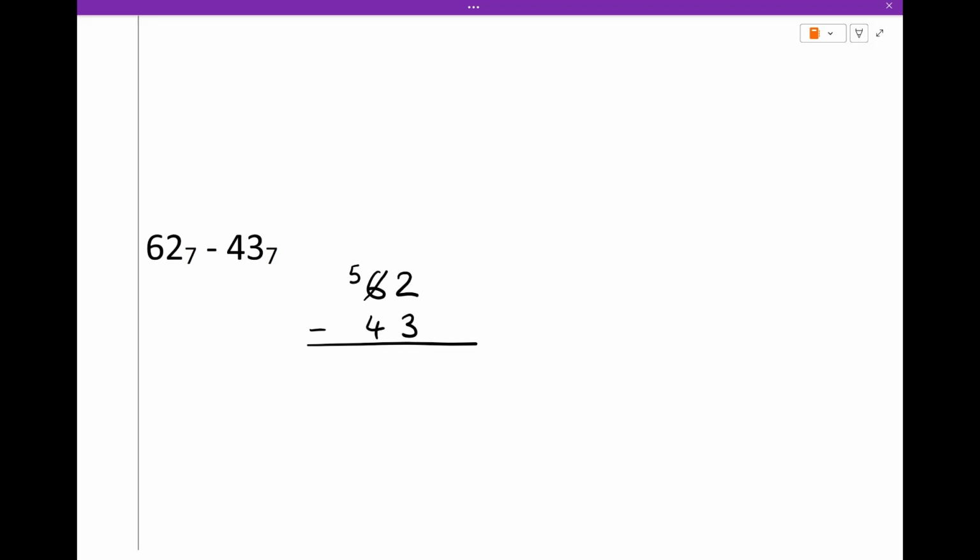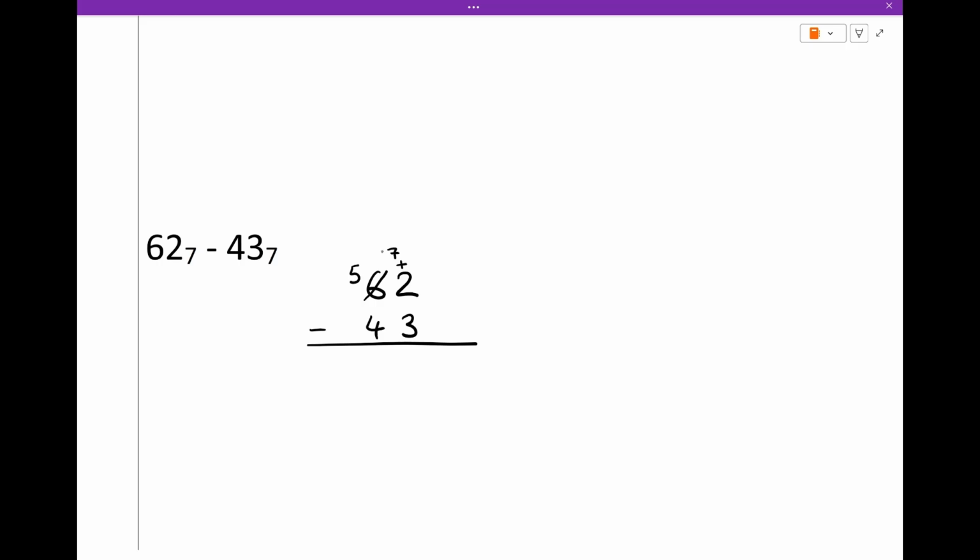Now, you could potentially write a 1 here to indicate you taking over that 7 ones. However, that doesn't mean we've got 12 ones now. That would mean you've got 1 seven plus another 2 ones. So what I prefer to do, instead of writing a 1 there to represent the 1 seven, is write a 7 and then put a plus here, just to indicate we have 7 ones plus 2 ones, and then we're going to subtract away 3 ones.